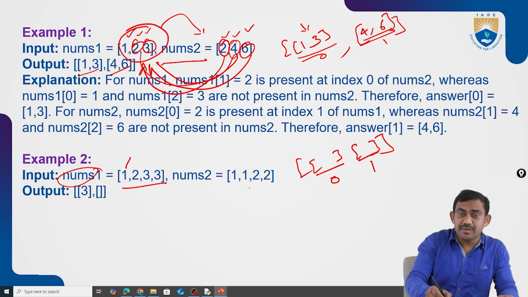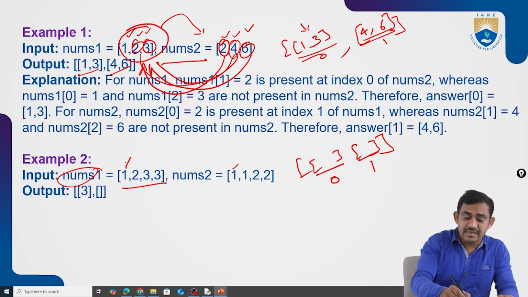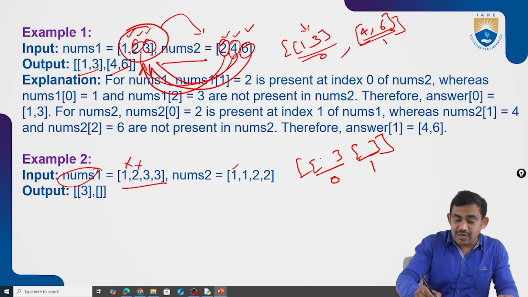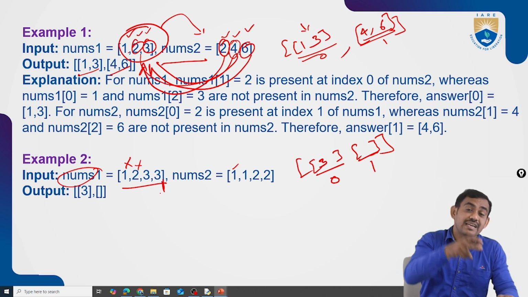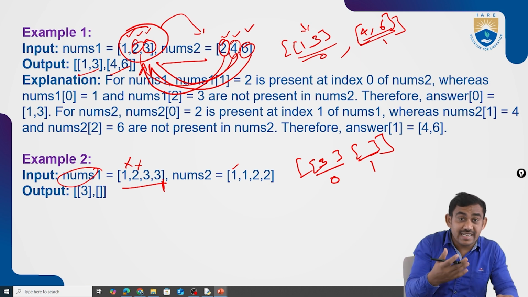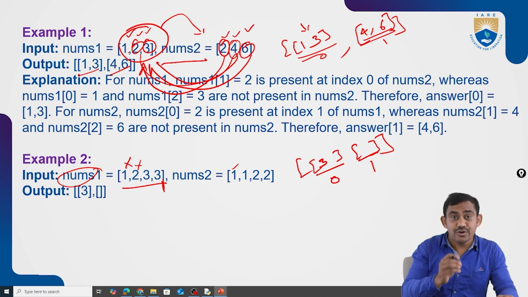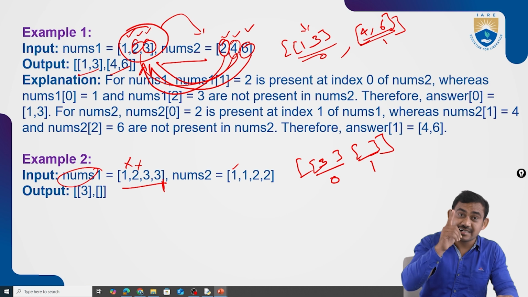Now, is 1 there in num2? Yes, 1 is there, so no need to append. Is 2 there? Yes, 2 is there, so no need to append. Then 3: 3 is not there, so we need to append 3. Again 3 means 3 is already appended, so again duplicate values, no need to append the duplicate values also. That is the second condition.